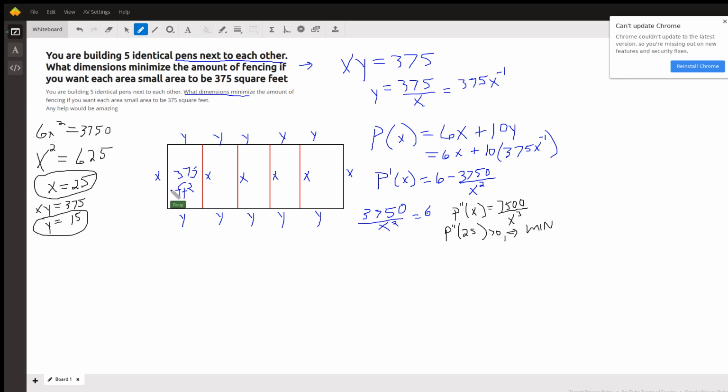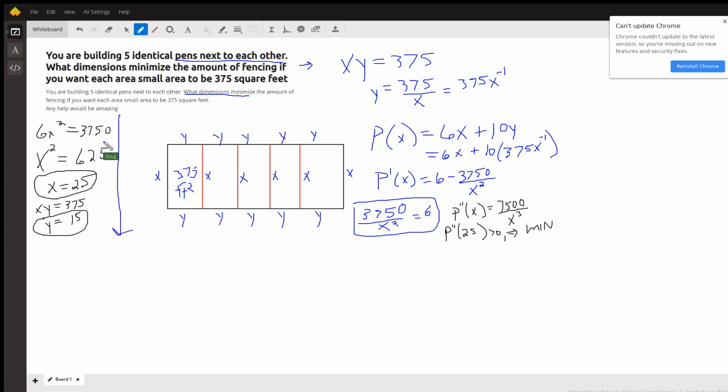So the total amount of fencing is 1, 2, 3, 4, 5, 6 x's plus 10 y's. But we know that y is 375x to the minus 1, so P equals 6x plus 3,750x to the minus 1. If I find the derivative of that function, I get 6 minus 3,750x to the minus 2, or over x squared. Setting the first derivative equal to 0 to find critical numbers, that is concluded over here.